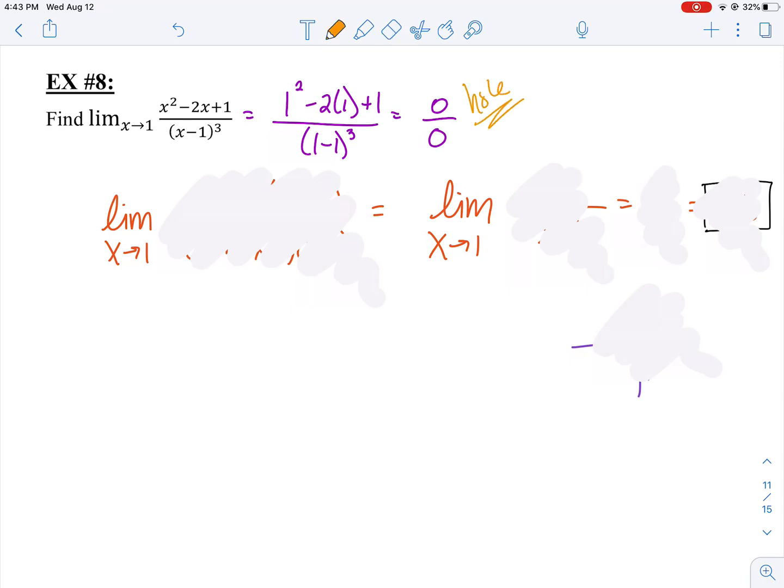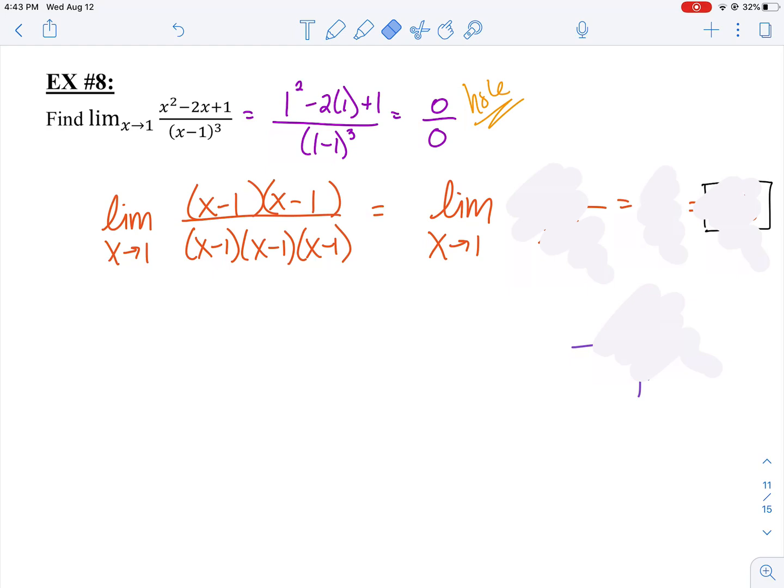Because I have a 0 over 0, I know there's a hole. But just because there's a hole doesn't mean that the limit doesn't exist. So let's figure out where that hole is and see where we're at as we approach 1. Let's go ahead and get rid of the hole. It looks like this one is factorable. So let's go ahead and factor the numerator.